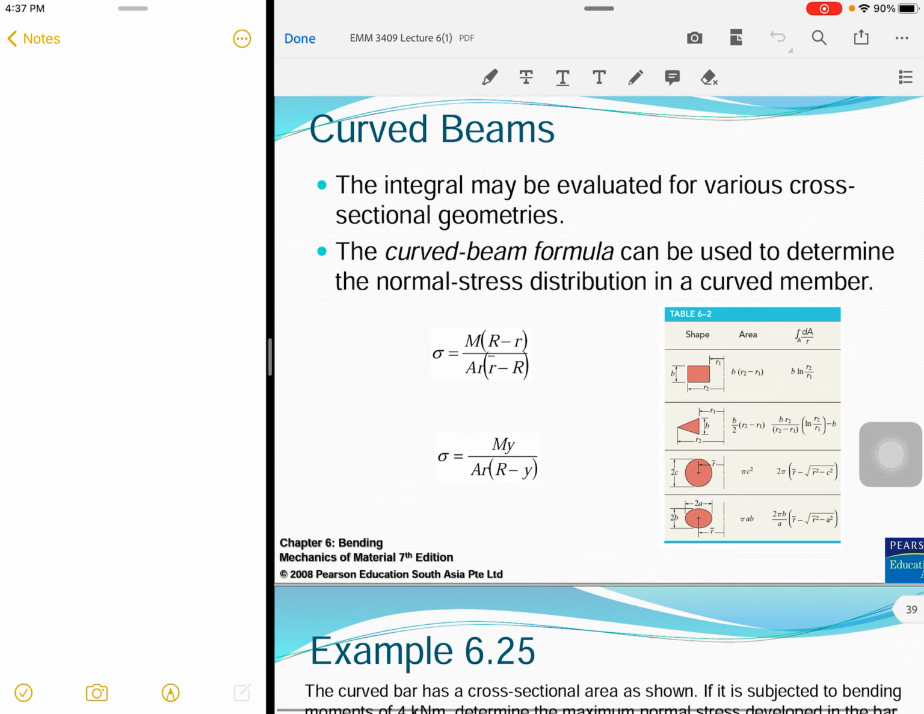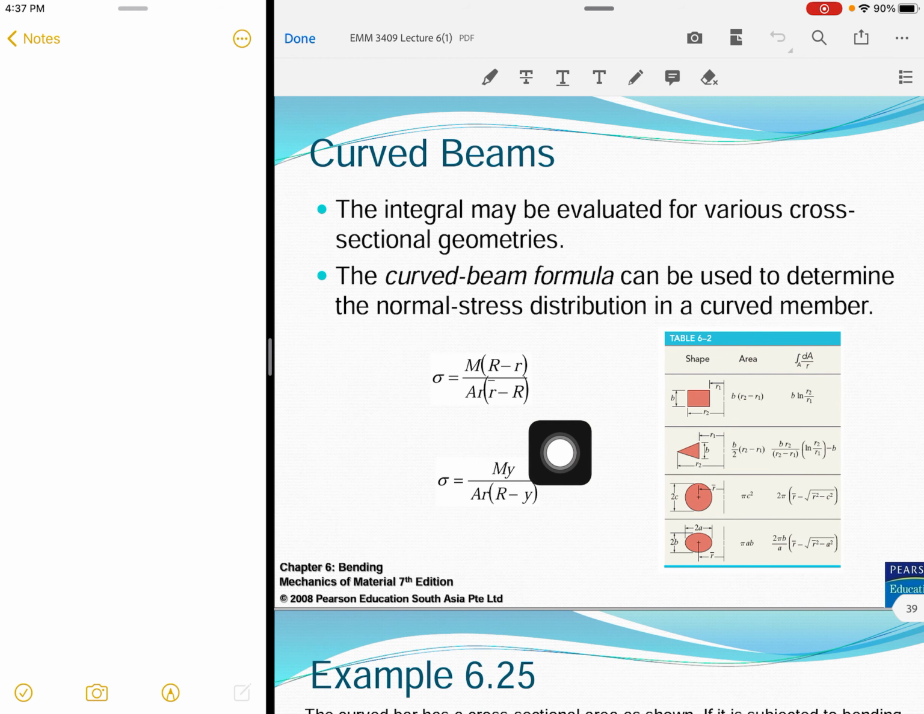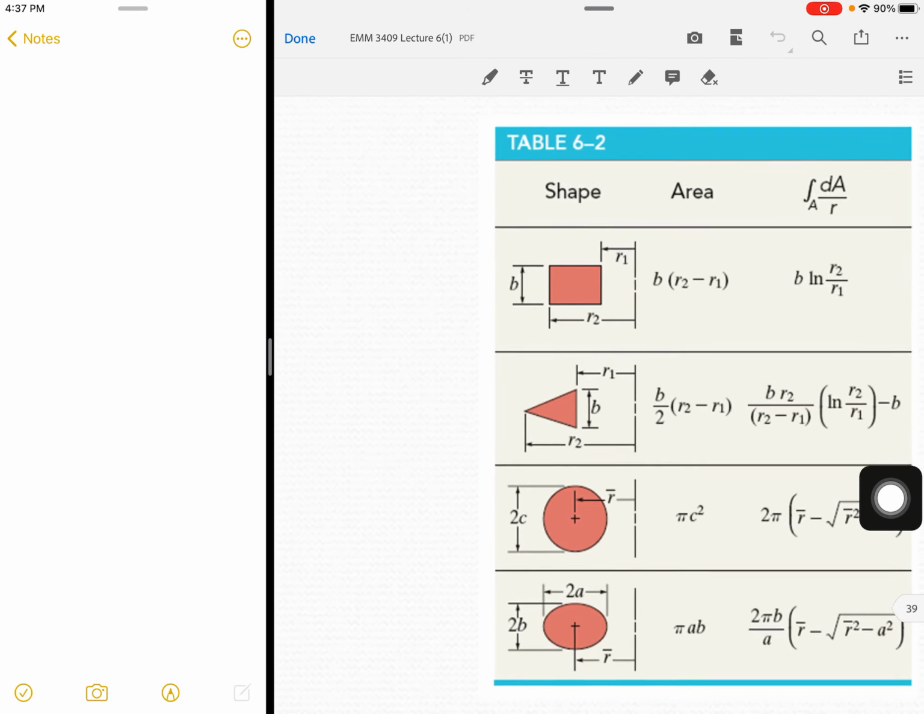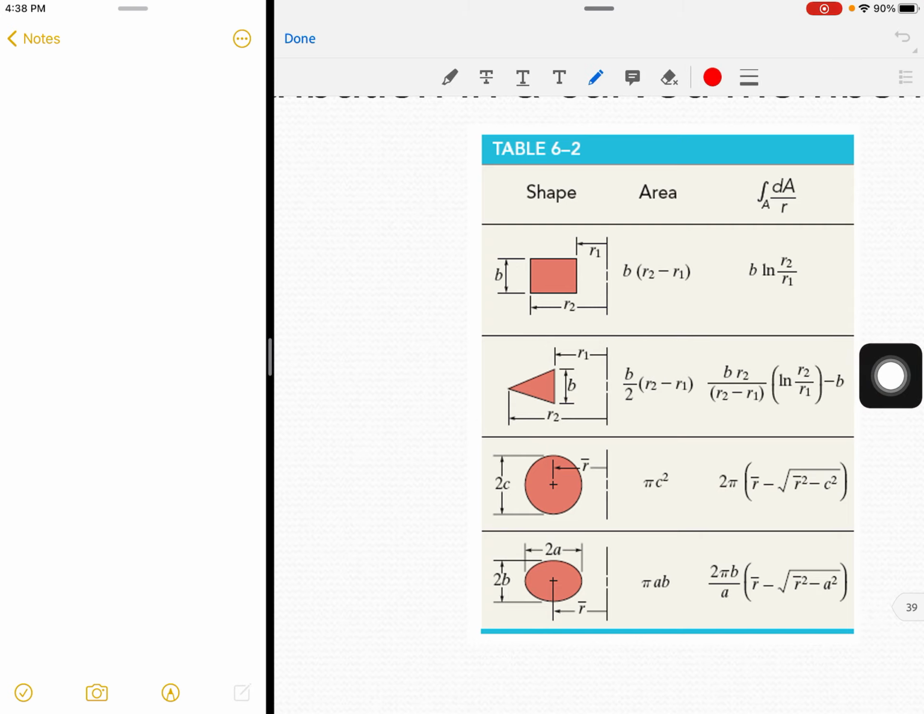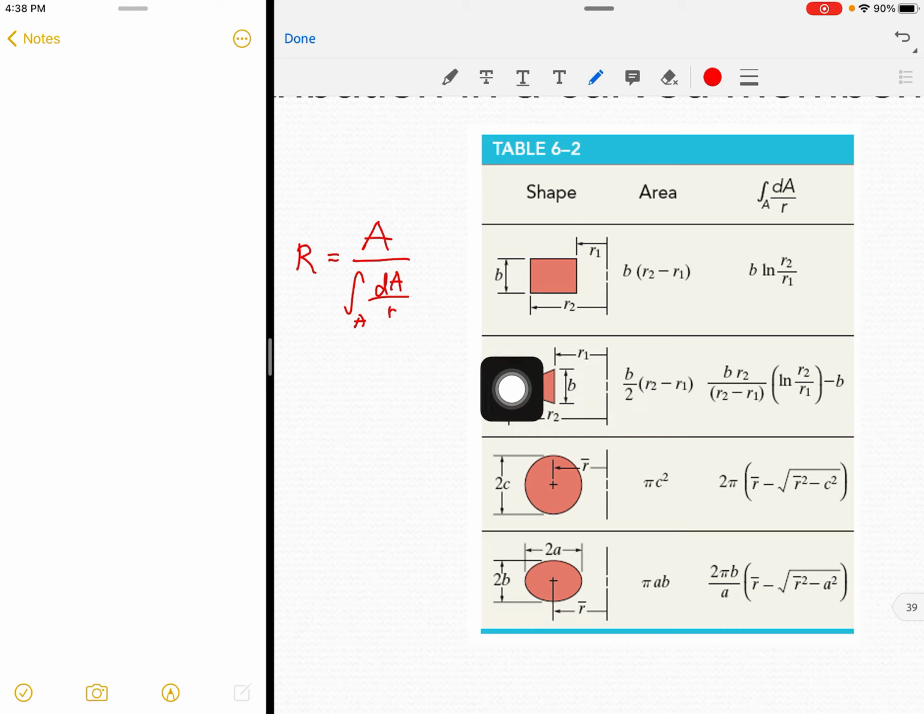So right now, for other types of geometry or cross-sectional area, these are the formulas for what I mentioned just now. The formula is R equal to A over the integral of dA over r. Okay, so this one is this one, and the area is right here. So we can use this table if we have this kind of shape of the cross section, right?